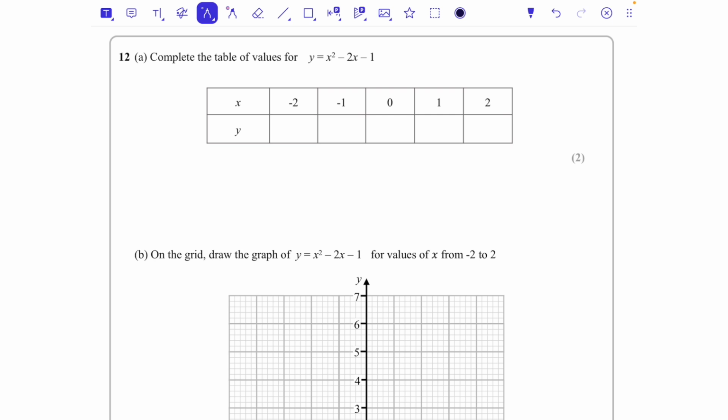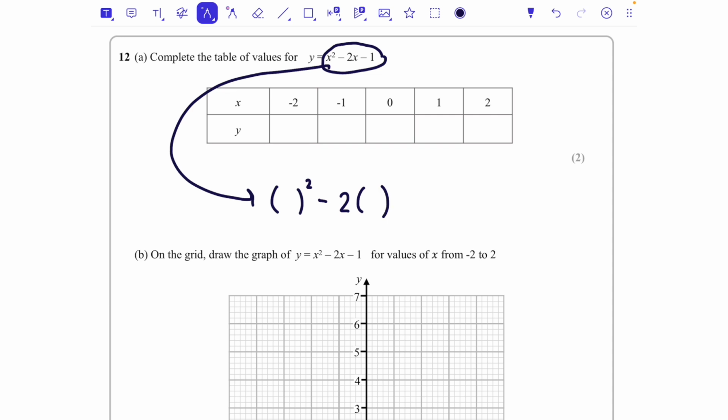However, I think it's just as easy to use brackets. So in your calculator, I would take this, and every time you see an x, I want you to put brackets. So in your calculator, you're going to type bracket, bracket squared, minus 2, bracket, bracket, minus 1. That is then going to allow you to just change whatever numbers are in the brackets to be each of these values here. Okay, so we're going to start by putting minus 2 in the brackets.